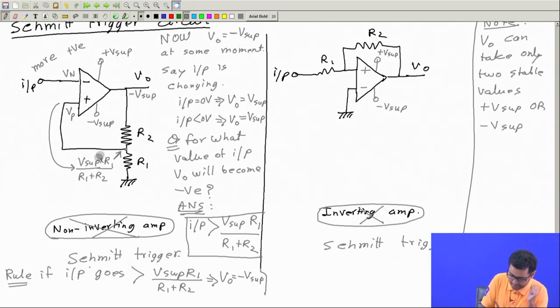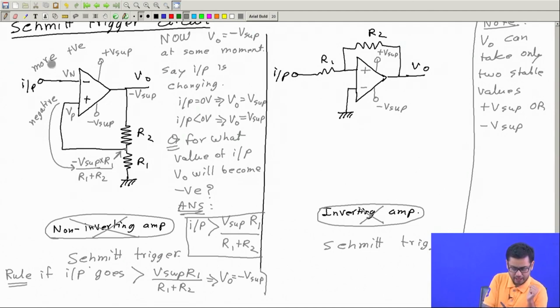If this is minus V supply, then this will also be minus V supply R 1 by R 1 plus R 2, potential divider rule, and then the same value comes here. So, this is now negative. So, now this is negative. Okay. So, at this moment this is negative and input is positive.